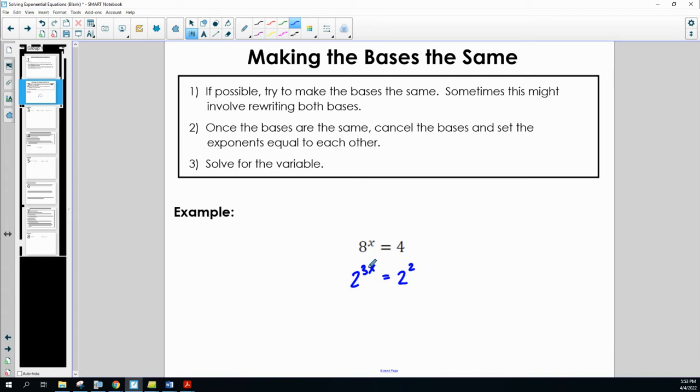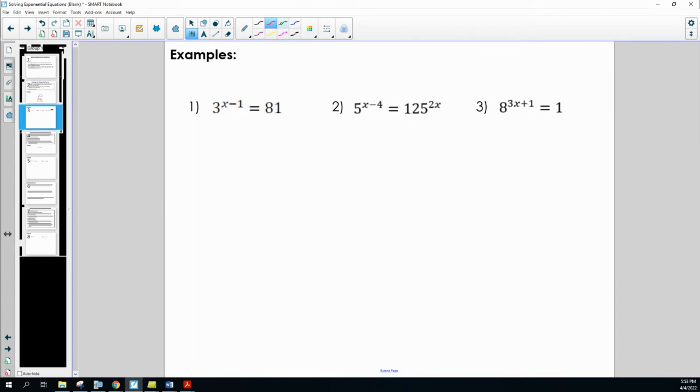Once the bases are the same, we're just going to take those exponents and set them equal to each other. So 3x is equal to 2, and that means that x is equal to 2/3. And unlike solving logs, we don't have to check for an extraneous solution. These won't have them, so we just solve for x. Let's look at a few more examples of this.